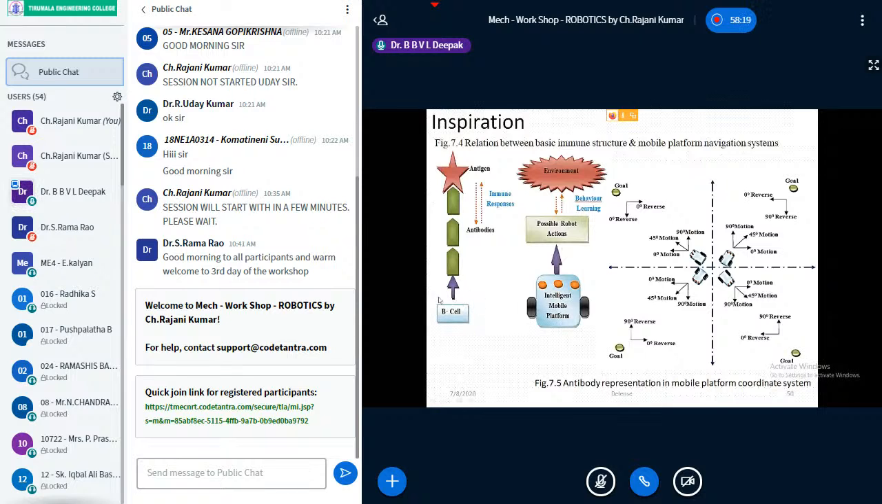Now, the B cell produces what? It produces protective cells, nothing but antibodies. In the meanwhile, our intelligent mobile robot produces some possible robotic actions: either move left, move right, or move straight. Now these antibodies will react with antigens, and what type of antibody is suitable to neutralize the antigen, it will take care of.